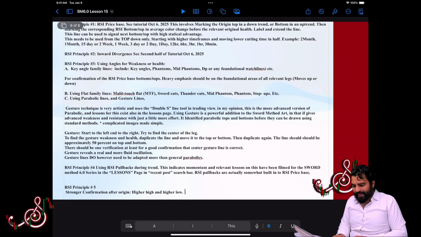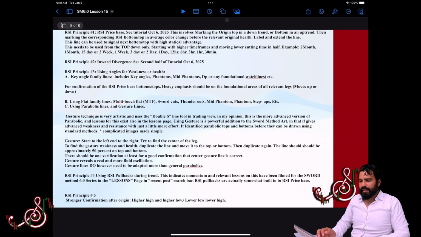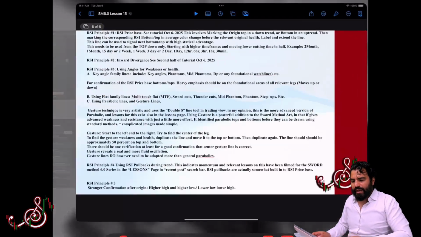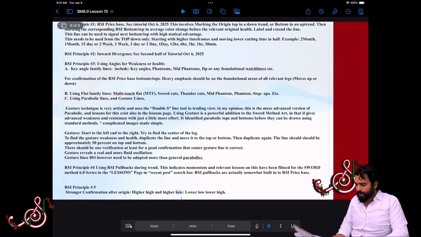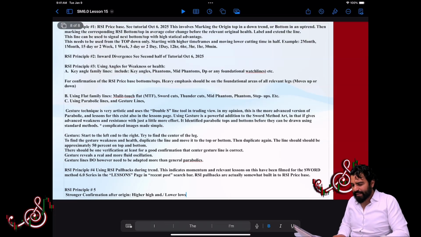And we can also, and I needed to put, lower low, lower high. Lower low, lower high. Actually, I did say that. Higher high and higher low. Yeah, higher highs. Lower lows. That's what I meant to say. Lower lows and higher highs. Yeah, that's a proper way to say that.